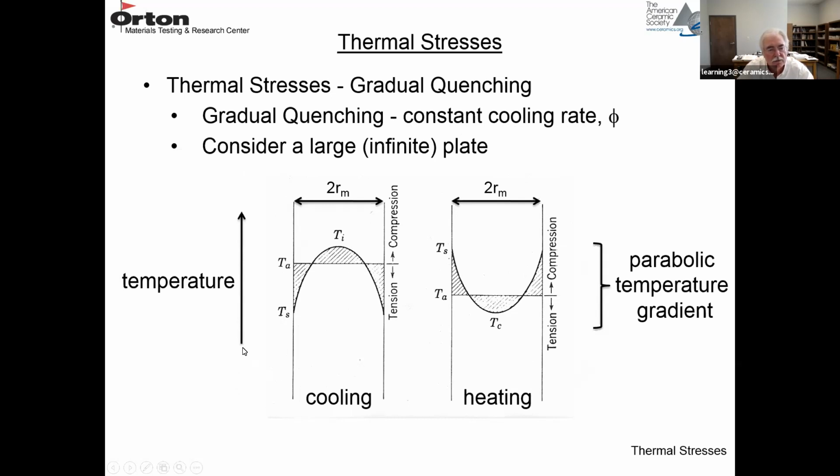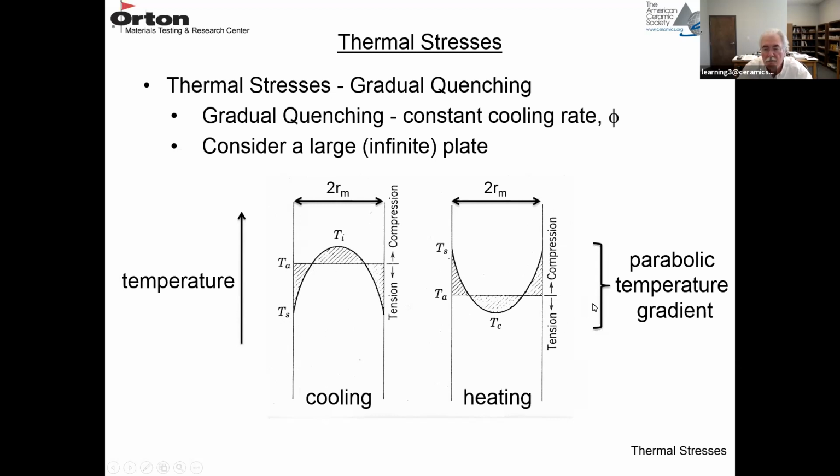So temperature increases in the upward direction. This plate has a thickness of 2 r m. And this would be the temperature profile for cooling. The surface is in tension, so Ts is the surface temperature. Ti is the interior temperature. And then Ta is the average of the two. So you can see the surface is in tension, the interior is in compression.